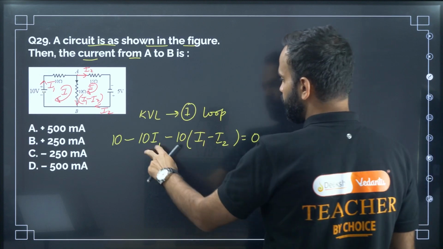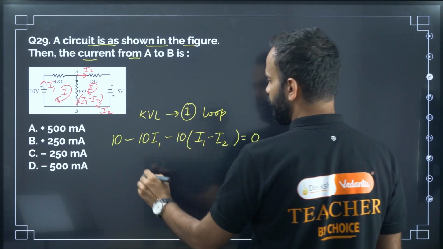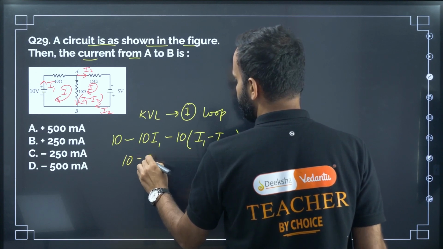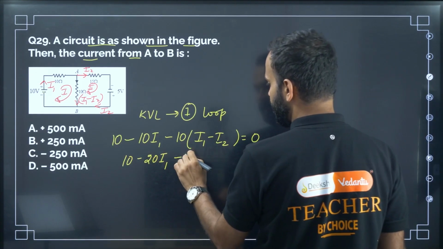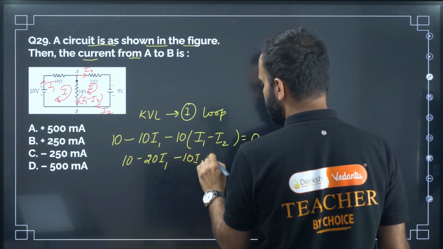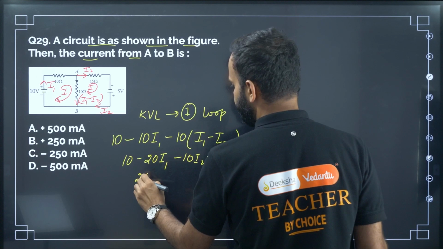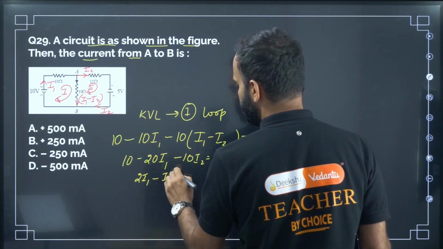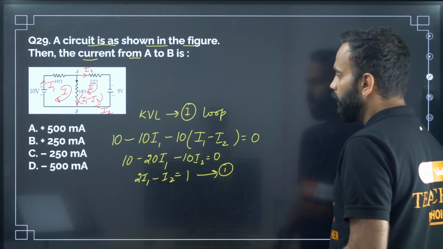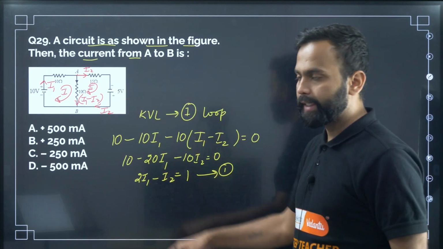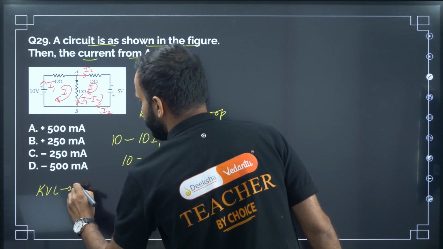So now here minus 10 I1 minus 10 I1 is minus 20 I1, right? So 10 minus 20 I1 minus 10 I2 is equal to 0. So therefore here 2 I1 minus I2 is equal to 1, okay. So first equation. Then apply KVL rule for second loop, okay. KVL for second loop.